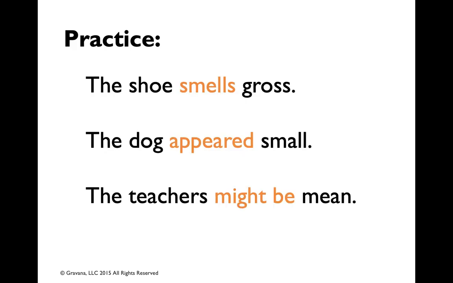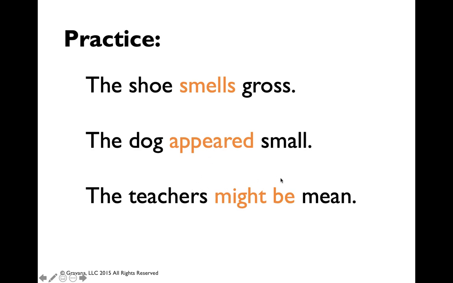Looking at our answers, if you see right here, shoe as our subject, we are describing the shoe as gross. So shoe, equal sign, gross. Since we're describing it, we connect those two words with another word called the linking verb, and we are using the word smells. The dog appeared small. Dog would be our subject, and we are describing that dog as small. If we took out the word appeared and put an equal sign, the dog, small. Yep, that makes sense because we're describing the dog. So appeared would be our linking verb.